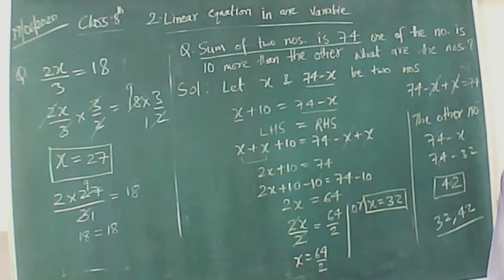Let us solve one more question. What should be added to twice the rational number minus 7 by 3?